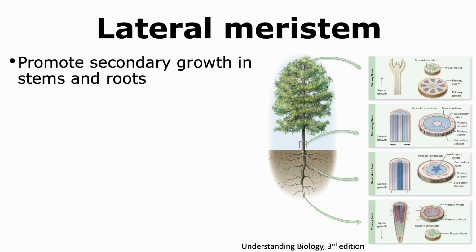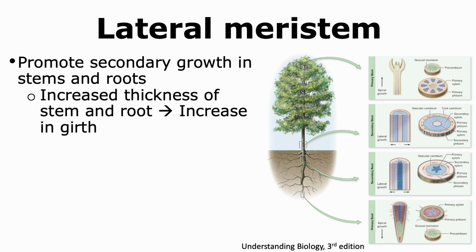Lateral meristems promote secondary growth in the stems and roots of the plant. This is usually associated with increased thickness, which is also called an increase in girth of the stem and roots. Let us take the example of a tree and look at the stem of the tree.